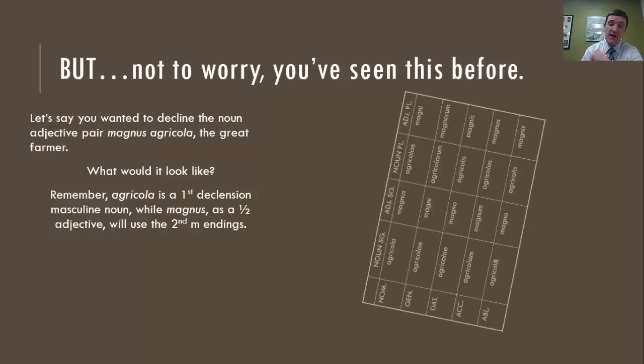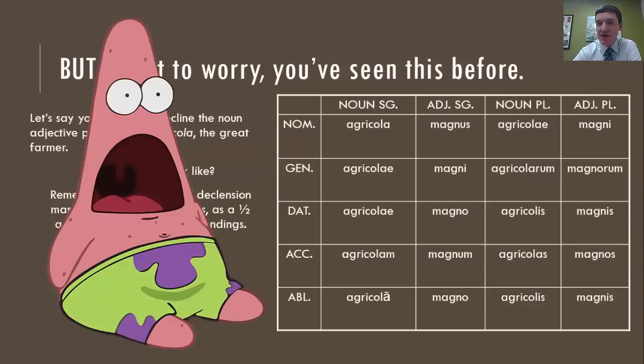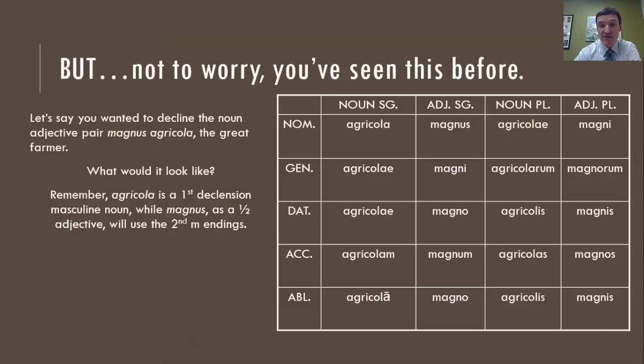So, here you go. If I wanted to decline the great farmer, I could do that, and they're not going to look alike. That's okay. Agricola magnus, both nominative, both singular, both masculine. You go all the way down the line. You go to the ablative singular: agricola with a macron, magno. Those aren't the same endings, but is agricola ablative singular? Yes. Is it masculine? Agricola is ablative singular masculine. Magno is ablative singular masculine.